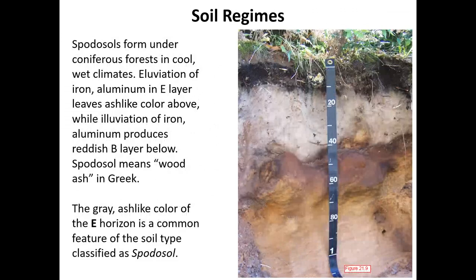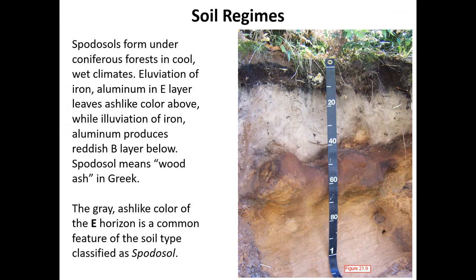And another type are spodosols. This is formed under coniferous forests in cool, wet climates. Michigan might have some of these soil regimes. These also have distinct layers. The A layer on the top, you can see, is dark because it has organic material. Below that is an E layer, the washed out layer.